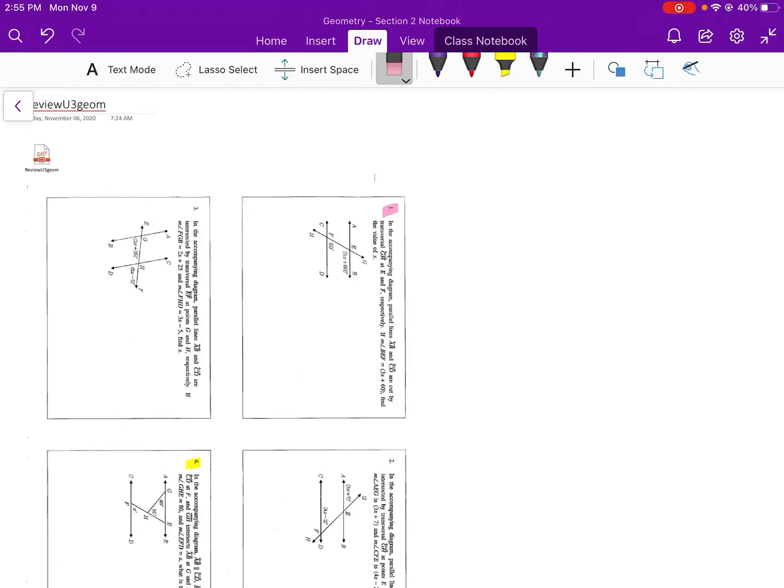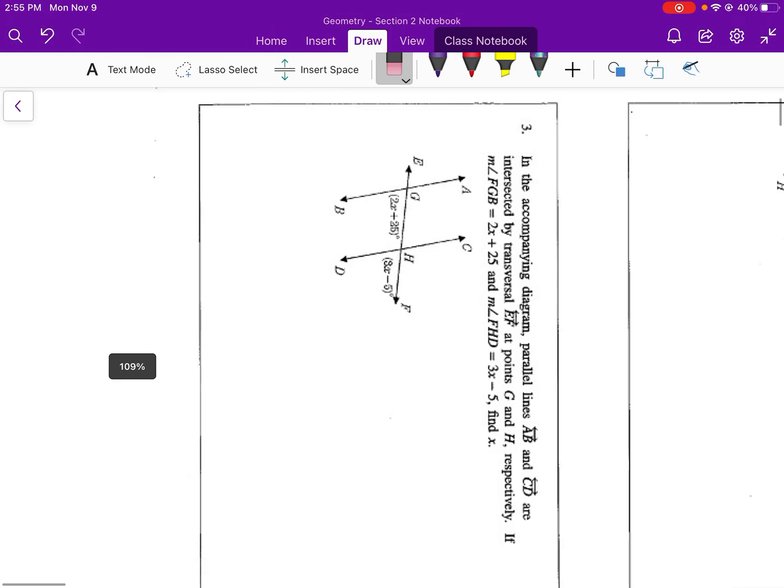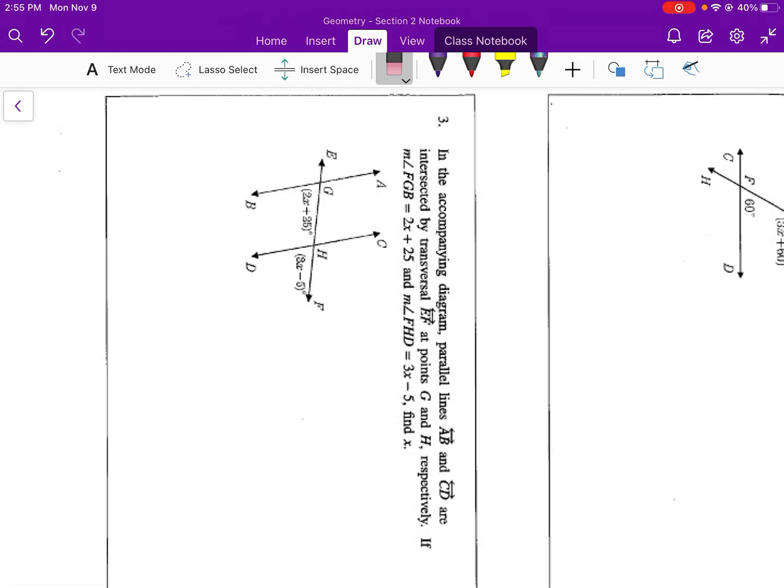Okay, so this is the review. Sorry, it's sideways. It is what it is, though. So I'll do the ones that I didn't do in class today or in class for the review. So I'll do the other ones.